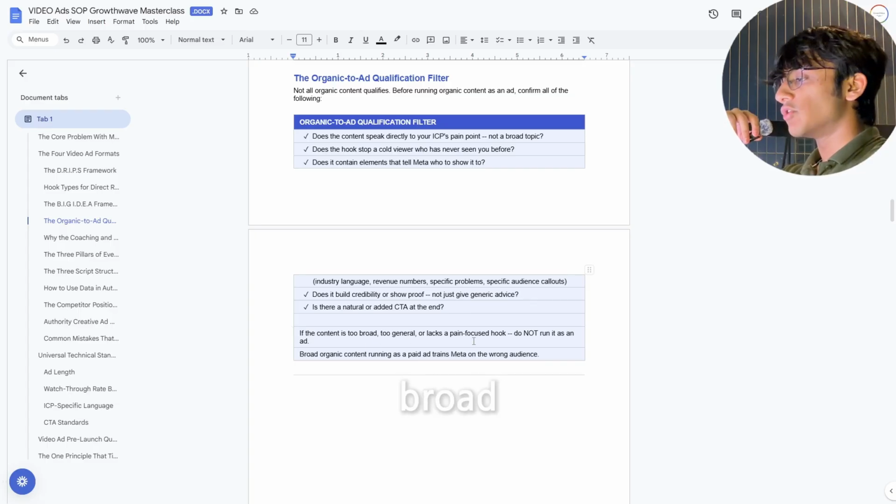If the content is too broad, too general, or lacks a pain-focused hook, do not run it as an ad. Broad organic content running as a paid ad trains Meta on the wrong audiences. So you really need to understand which organic content to actually go ahead and put out.